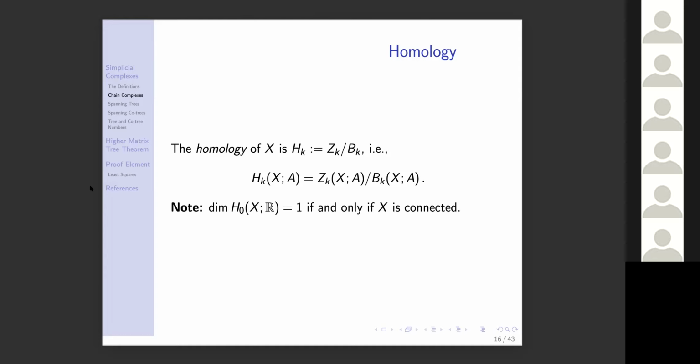And it turns out, by what I did last week in my talk, that the dimension as a vector space of H0 of X with coefficients in R is 1 if and only if X is a connected simplicial complex, because X is connected if and only if the one skeleton, which is a graph, is connected. And we saw last week, or I mentioned at least, I actually gave a sort of a proof that the graph is connected if and only if H0 is equal to 1. Okay, so its dimension is 1.